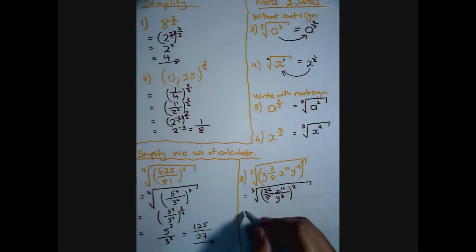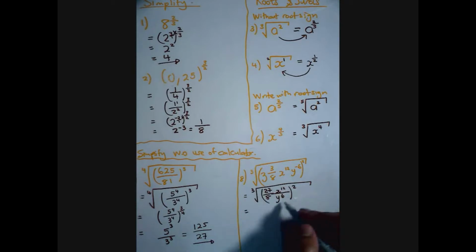So now I need to get rid of my root sign, and I need to prime factorize. So my answer is going to be 3 to the power of 3 all over 2 to the power of 3, x to the power of 12, y to the power of 6, all to the power of 2 over 3. Now what must I do? I need to multiply each exponent with each power. So 3 times that, the 3's cancel out, it's 3 to the power of 2.